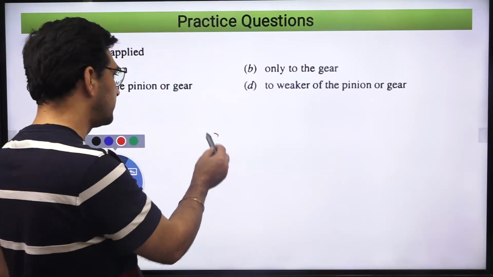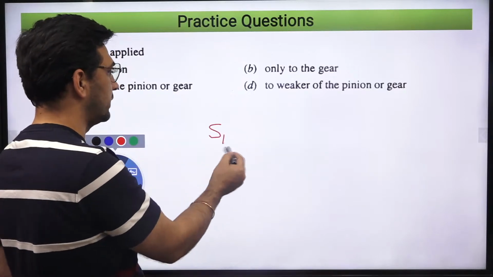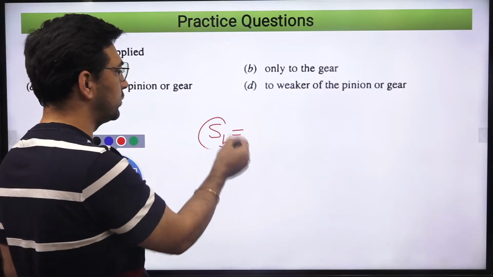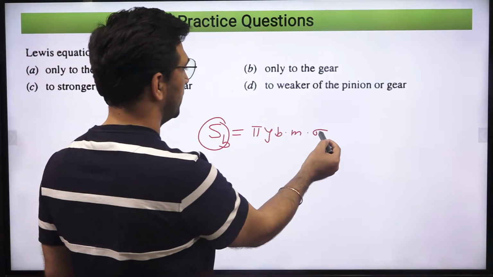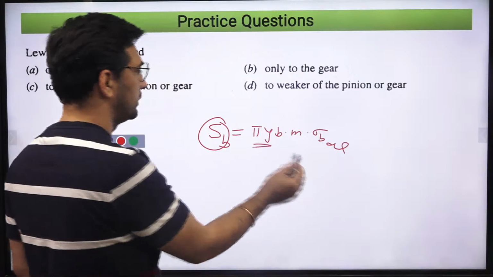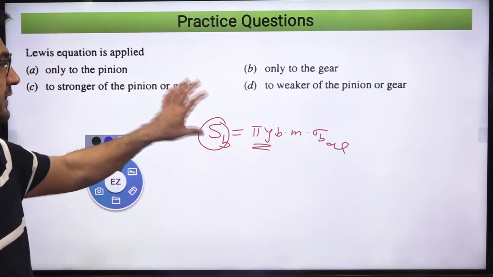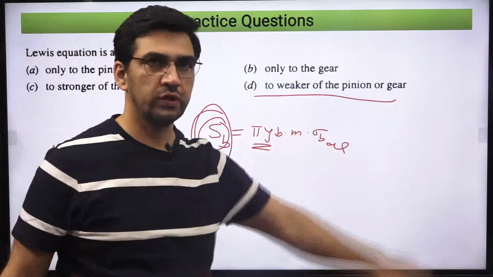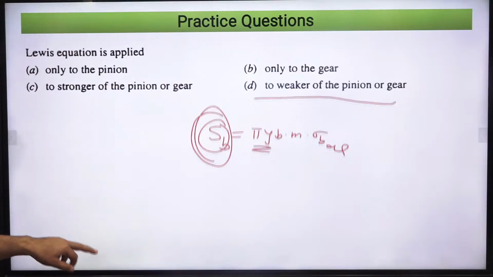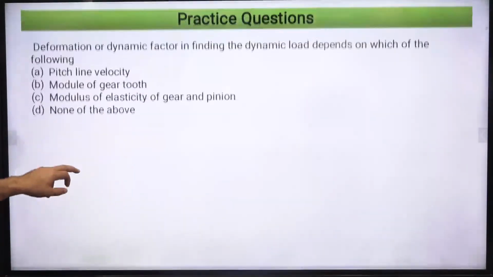So it means we have already seen the beam strength, that is the tangential tooth load, pi y bm sigma bl, right? How do we have to decide? We have to decide based on which one is weaker, which one has less capacity to carry this tangential tooth load. Weaker of these two. Okay, same thing. Just go through it.